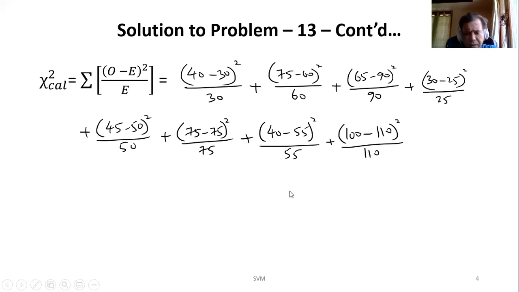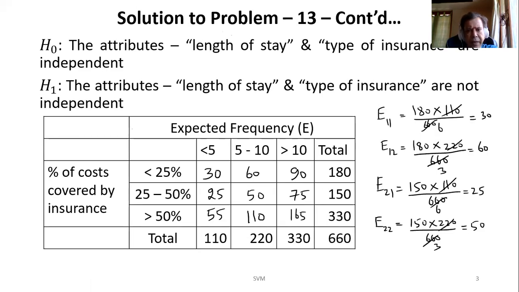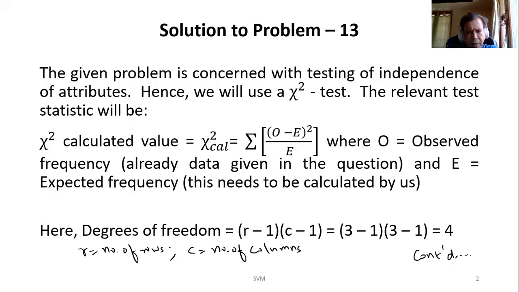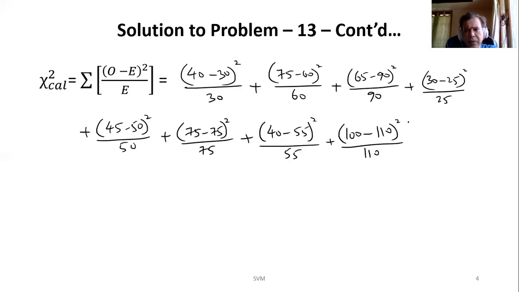Let me once again check this. Is it 40? This is 1 1, 1 2, 1 3, 2 1, 2 2, 2 3. This is 3 1. 3 1 is 40. Here 3 1 is 50. 100 minus 110. Okay. Then 190 minus 165, the square divided by 165.